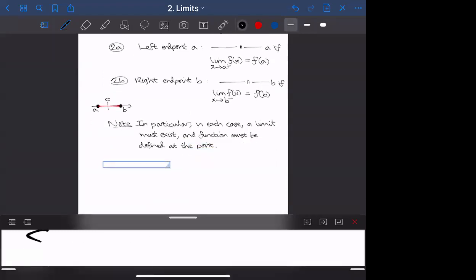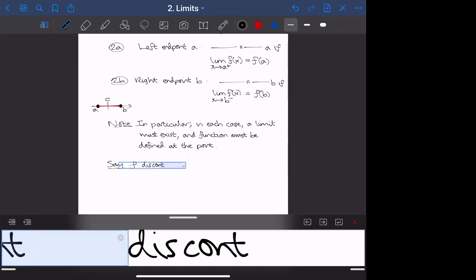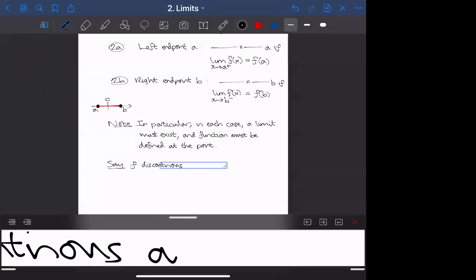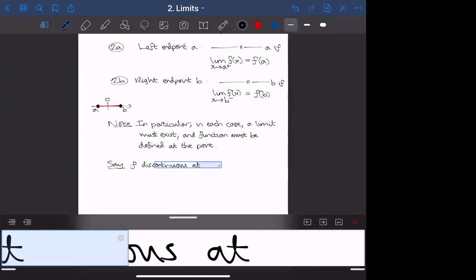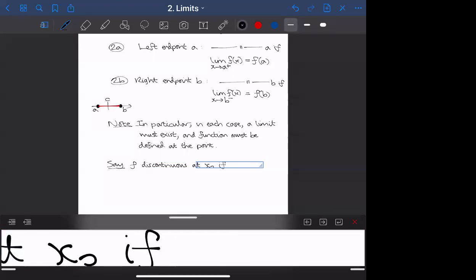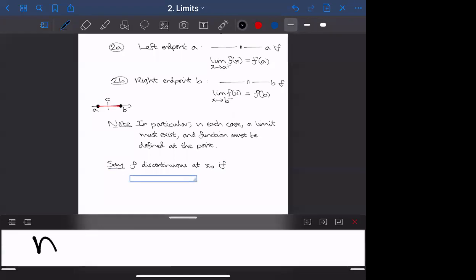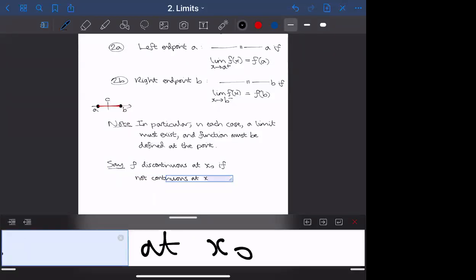Okay, and terminology: we say that a function f is discontinuous at x0, say, if it is not continuous at x0.